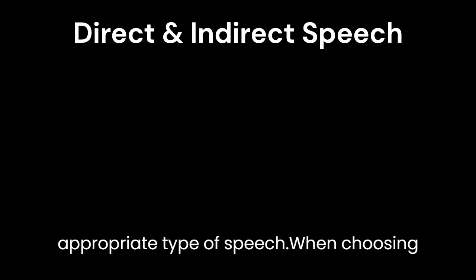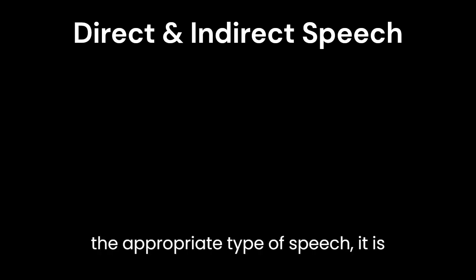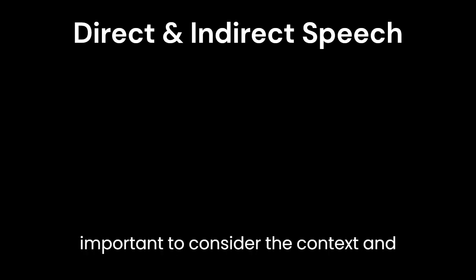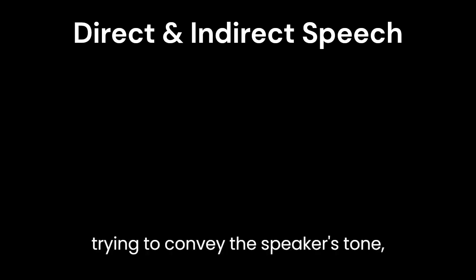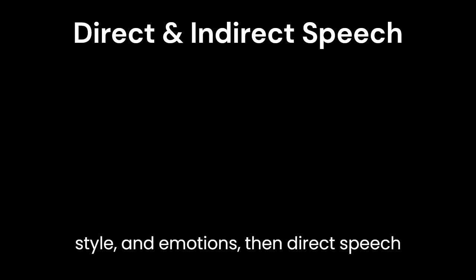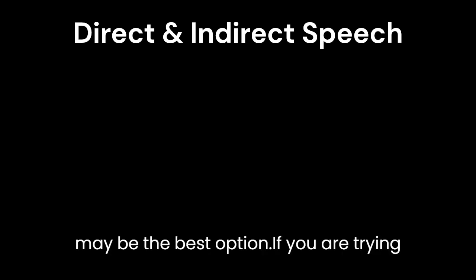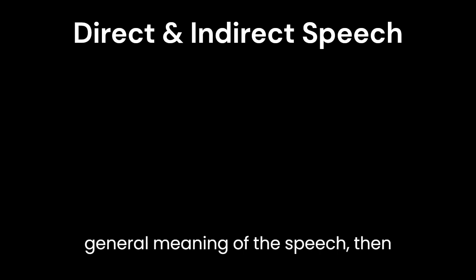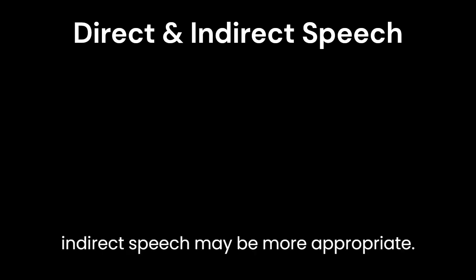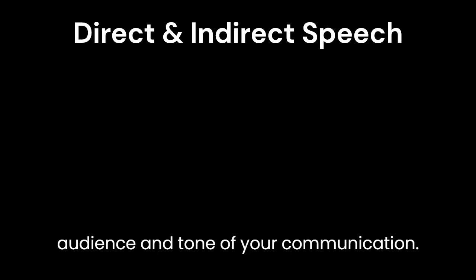Choosing the appropriate type of speech. When choosing the appropriate type of speech, it is important to consider the context and purpose of your communication. If you are trying to convey the speaker's tone, style, and emotions, then direct speech may be the best option. If you are trying to provide a summary or convey the general meaning of the speech, then indirect speech may be more appropriate. It is also important to consider the audience and tone of your communication.